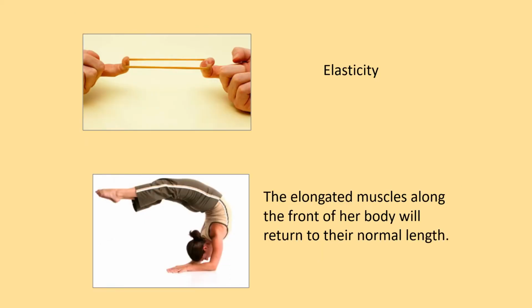And elasticity, following stretching, the muscles return to their original length, much like this rubber band. We can stretch a rubber band, and then when we let it go, the rubber band goes back to its original length. And then this woman, she's stretching many of the muscles that occur on the anterior side of her body, on the front side of her body. So she's stretching her rectus abdominis, for example. And when she comes out of that beautiful pose, her rectus abdominis will return to its normal length. Imagine what would happen if the rectus abdominis just stayed stretched out. That doesn't happen because muscles exhibit elasticity.